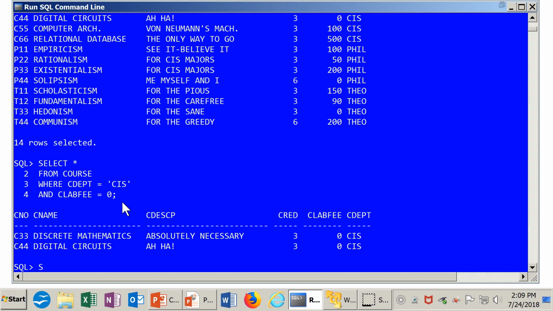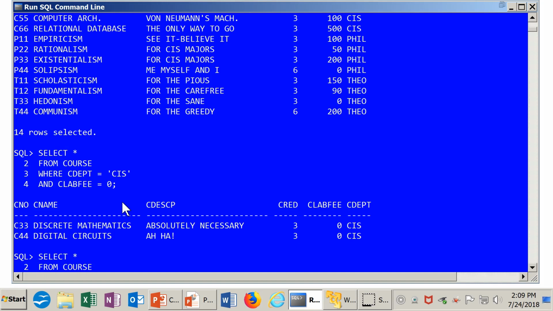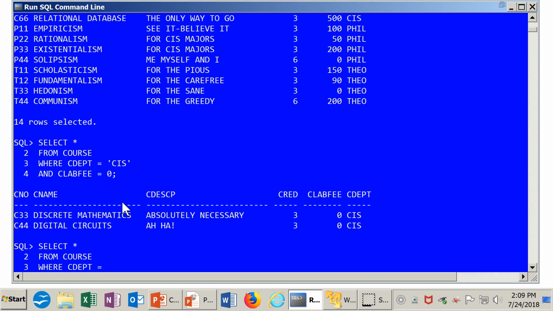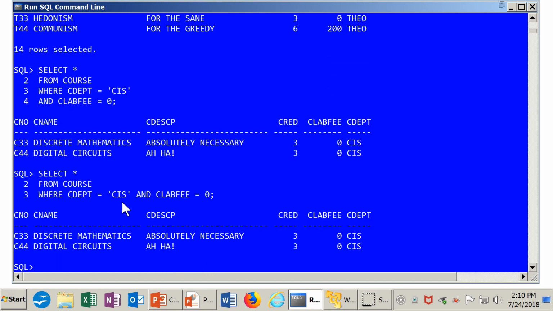In fact, let's take one more little peek here. I'm going to select from the course table, and I'm going to say where the department is equal to CIS and the lab fee is equal to 0. Note that we could put both conditions on the same line. It might not be quite as readable when the queries become more complex. I tend to try to put one predicate on a single line just for clarity. But there's nothing wrong with doing this other than it may start to become a bit congested. But notice it doesn't change the behavior. And likewise, if I flip the order of the two conditions, I'm still going to get the same result. So there's a lot of flexibility with respect to the syntax.